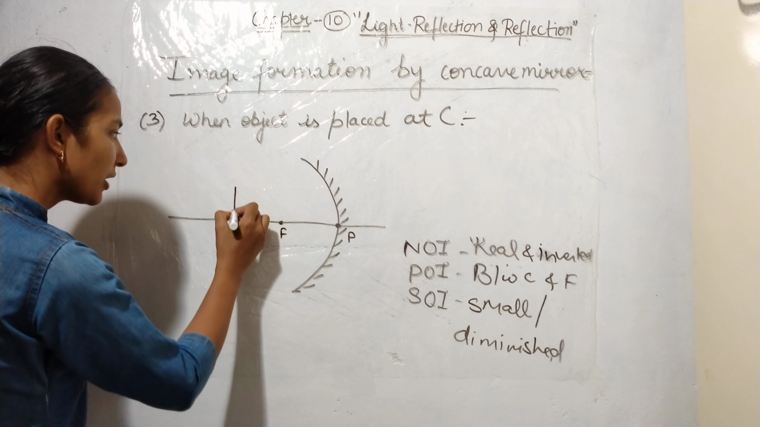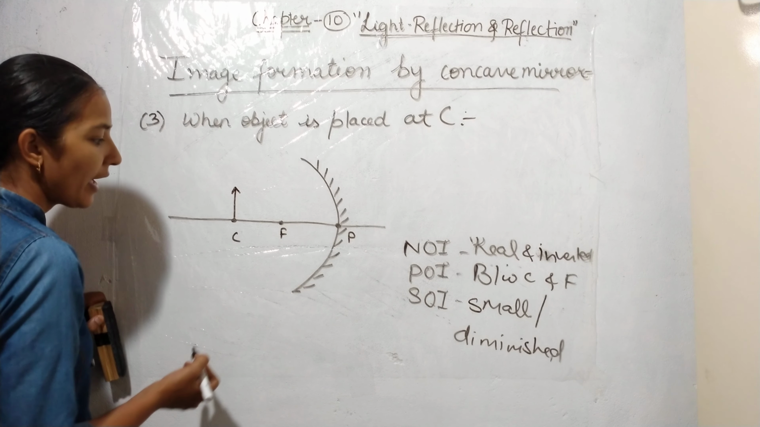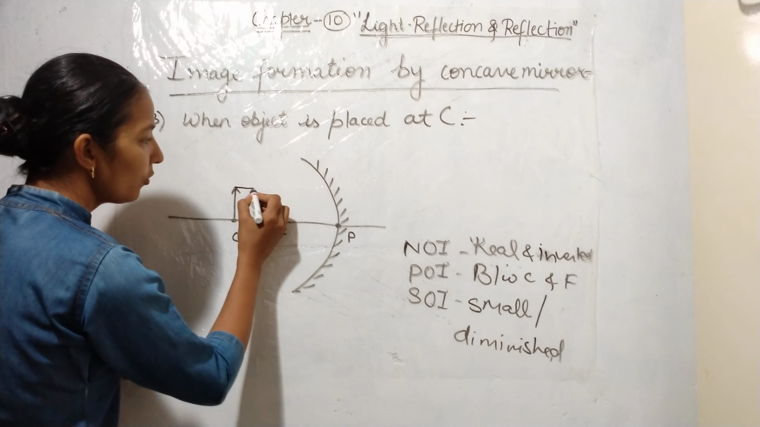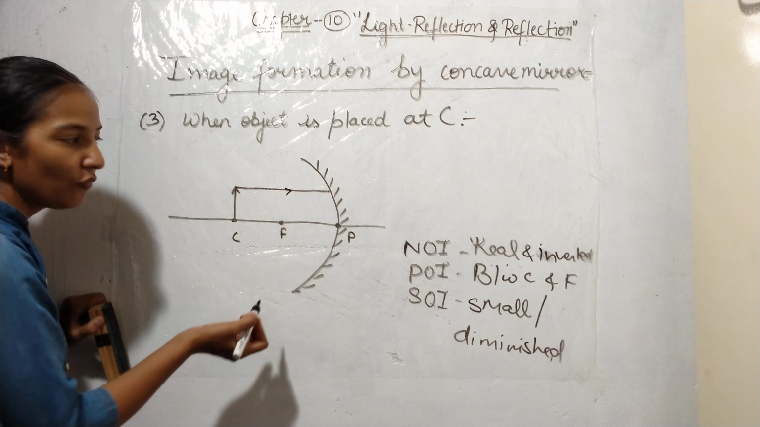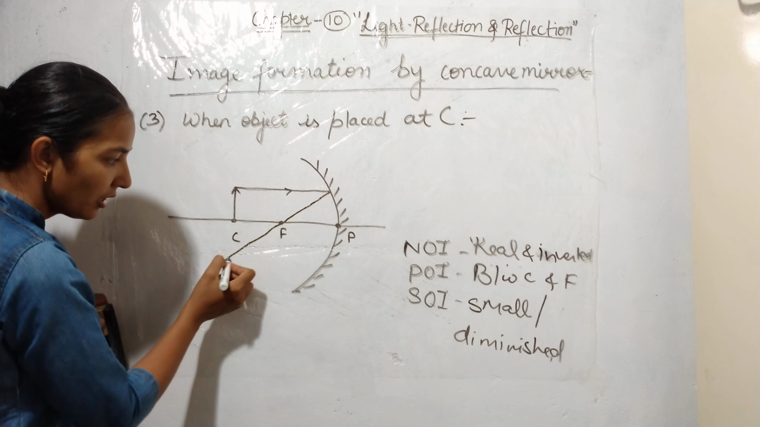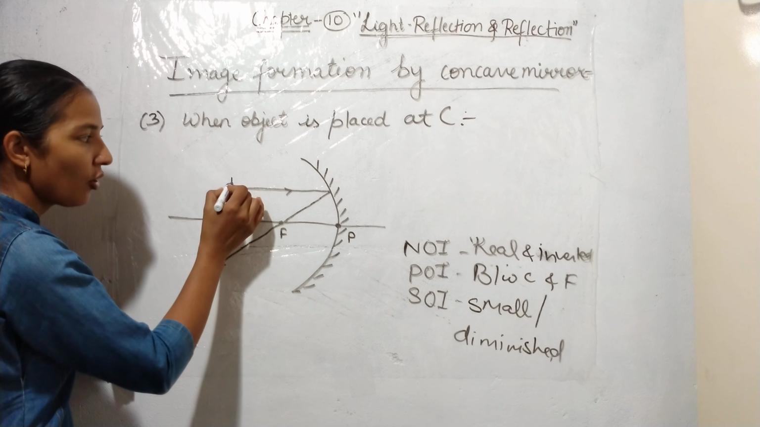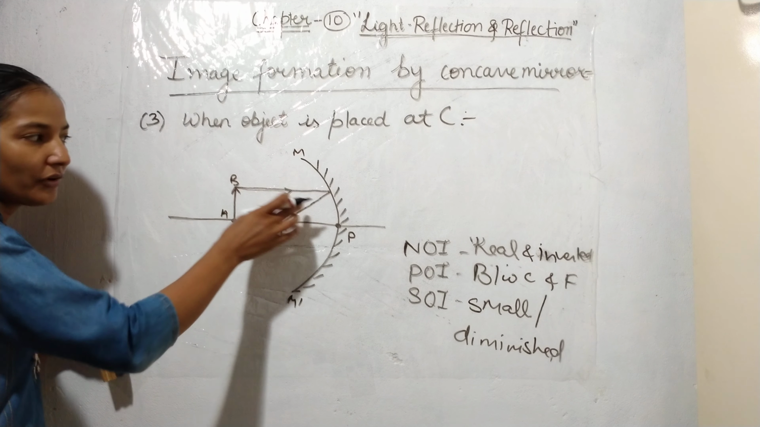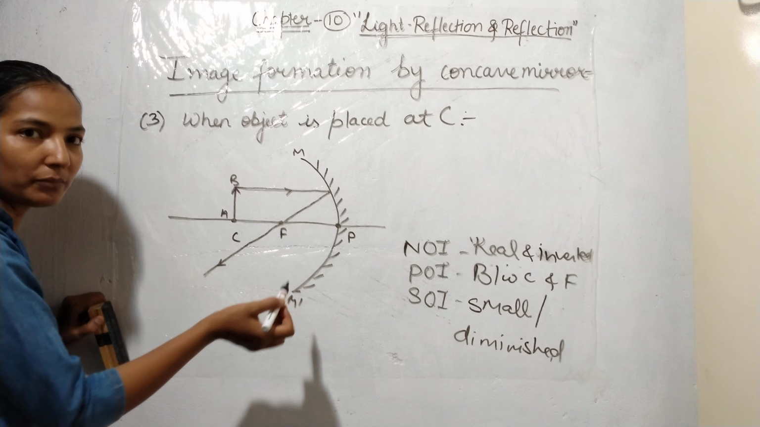So if any object is placed at the center of curvature, then we know that any parallel ray will pass through the focus. Suppose this is the object AB. The parallel ray, which means the ray which is parallel to the principal axis, will pass through the focus after reflection from the mirror.